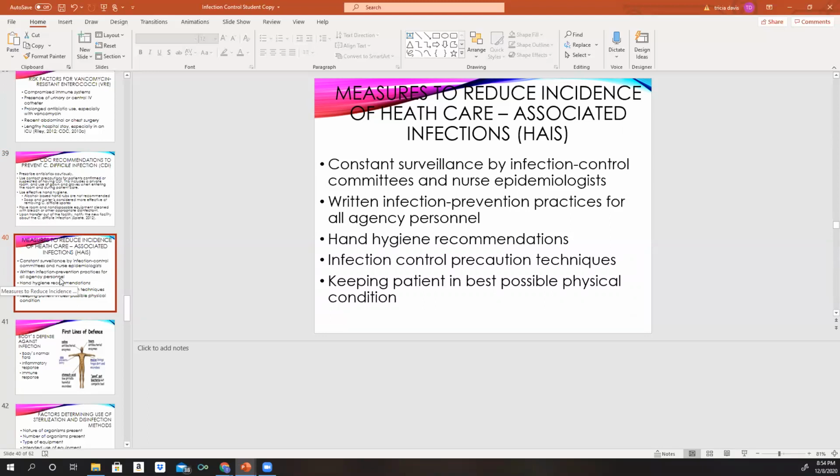And then as a nurse on a unit, you will probably have to join a committee, like I said in one of my other slides. You can join infection control and figure out what you can do to prevent the spread of infection, and then you bring that information back to your coworkers on your floor, update them every time you go to a meeting, and put those actions into place. We can also have written infection prevention practices for all agency personnel, and your infection control team is responsible for that. They can make hand hygiene recommendations.